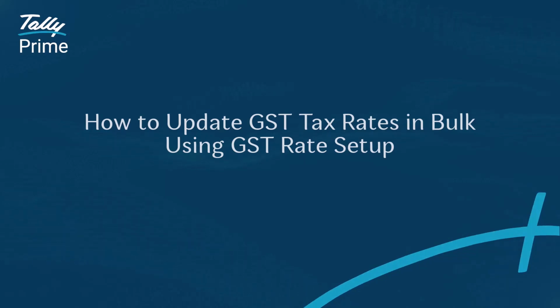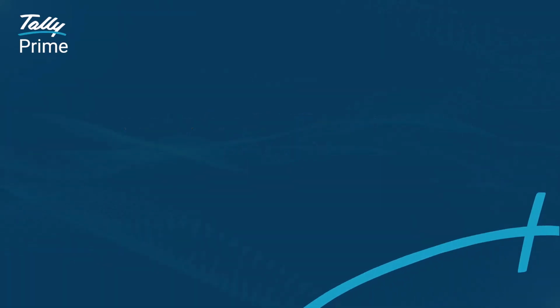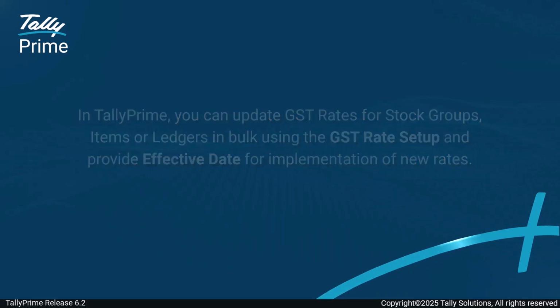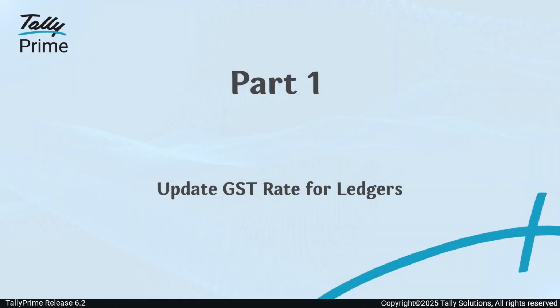The 56th GST Council meeting has proposed bringing most goods and services under 5% and 18%, except luxury and demerit goods. With Tally Prime, you can bulk update GST rates for stock groups, items, or ledgers using the GST rate setup and set an effective date for implementation. Let us see how to change GST rates for multiple accounting ledgers at a time.